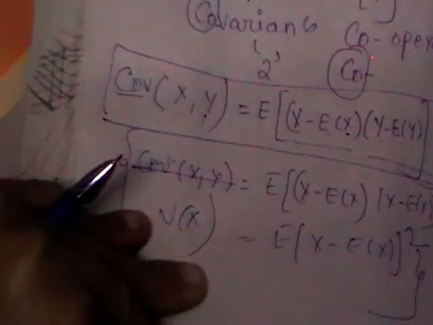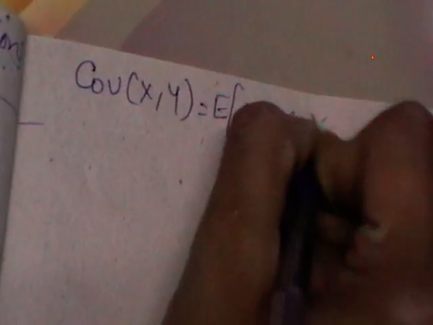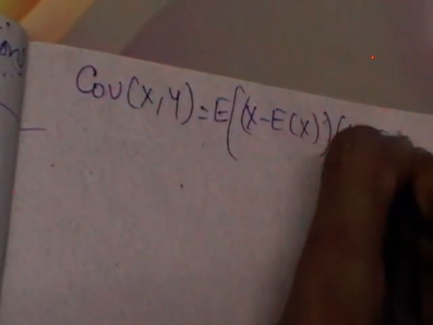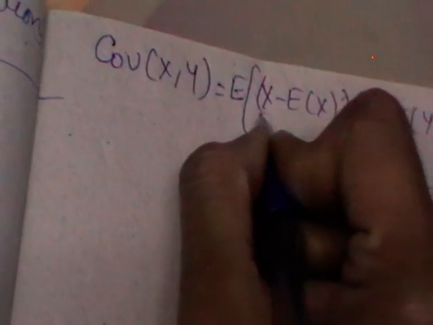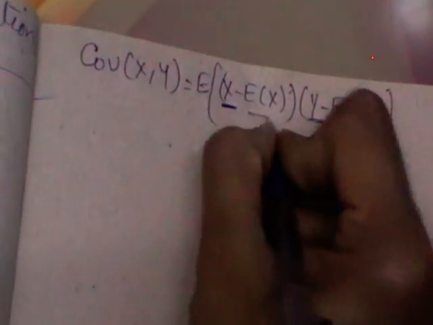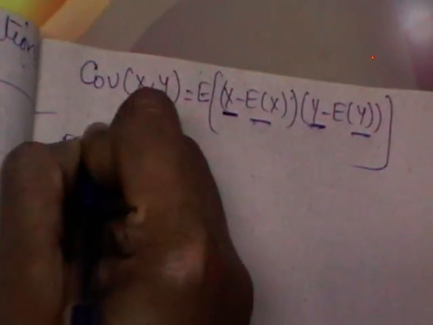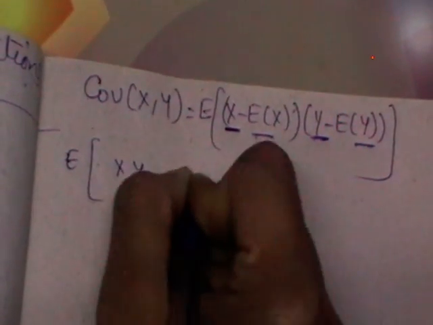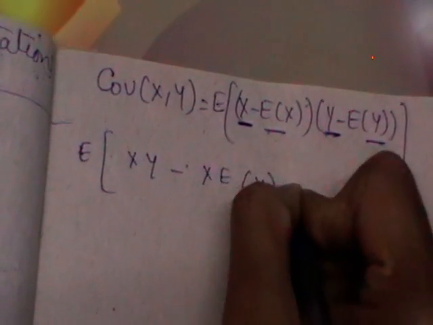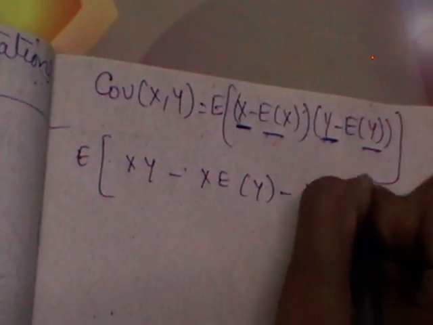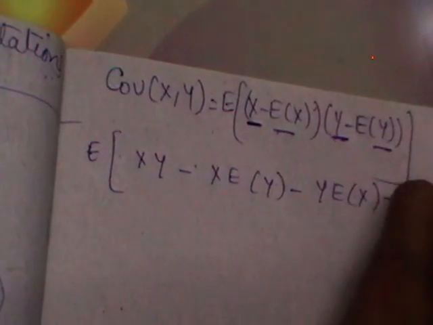Now let us simplify the formula for covariance of x, y. We know that covariance of x, y is E of (X minus E of X) into (Y minus E of Y). You can multiply: first into first, first into second, second into first, second into second. Binomial into binomial gives four terms: XY minus X into E of Y minus Y into E of X, minus into minus plus E of X into E of Y.